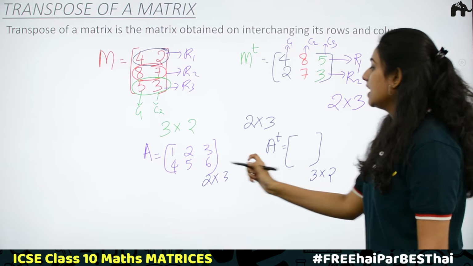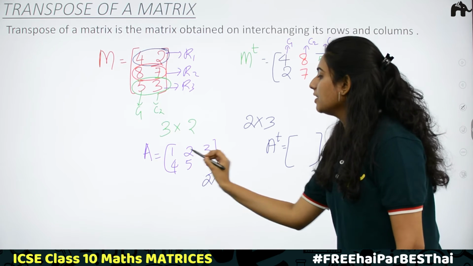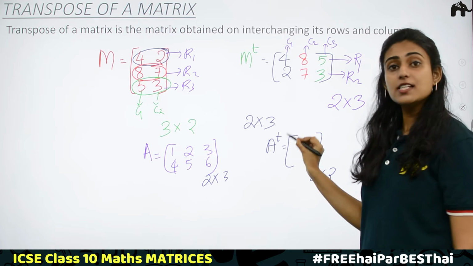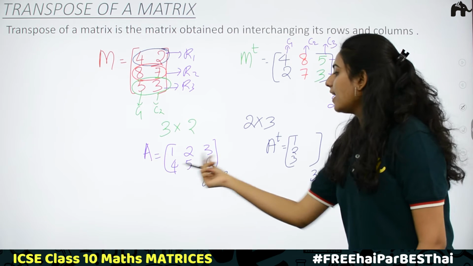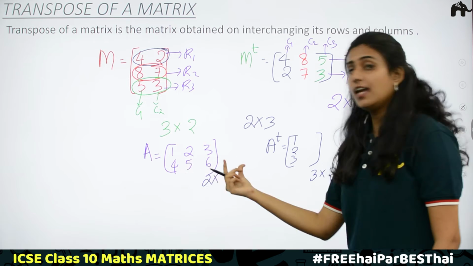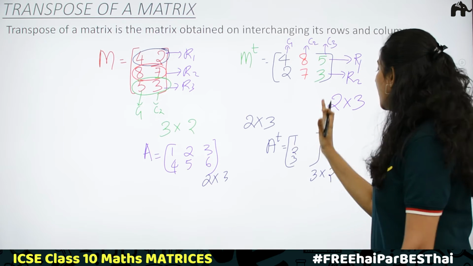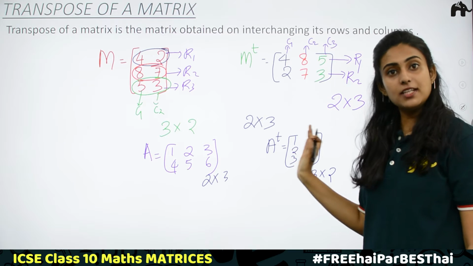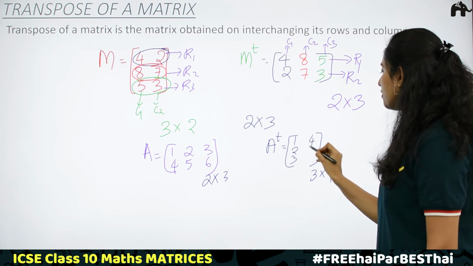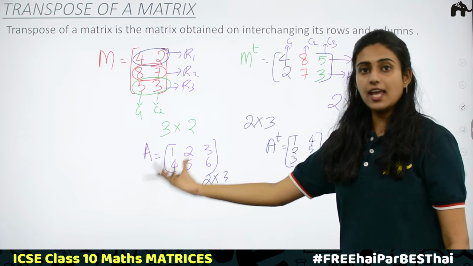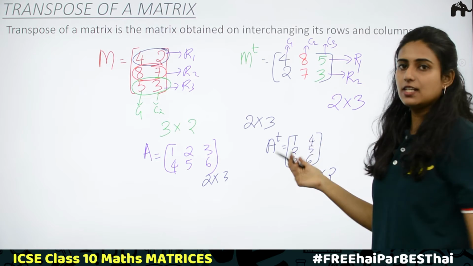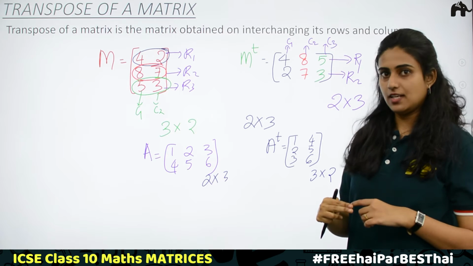Now check the elements. Here the first row elements are 1, 2 and 3. Here it becomes the first column elements 1, 2, 3. 4, 5, 6 belongs to the second row. Second row elements become elements of the second column in the transpose matrix, that is 4, 5, 6. This is A transpose. When you get a matrix A, we can easily find the transpose matrix by interchanging the rows and columns. Clear?